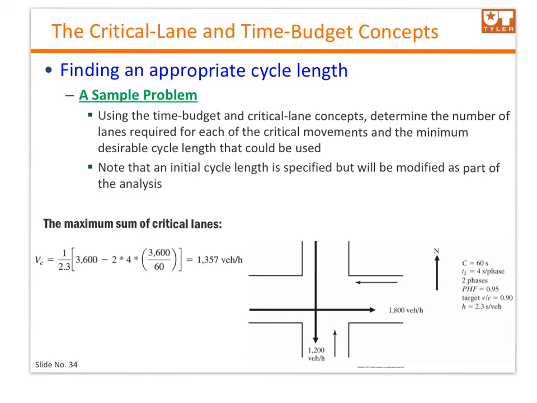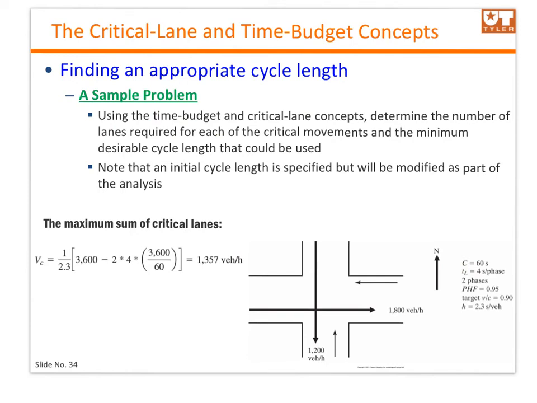Now let's have another example here to find the appropriate cycle length. The example here is related to this schematic. Now, using the time budget and the critical link components and concepts that we talked about, determine the number of lanes required for each of the critical movements and the minimum desirable cycle length that could be used in this intersection. A little note here: the initial cycle length, which is specified as 60 seconds, will be modified as part of the analysis.